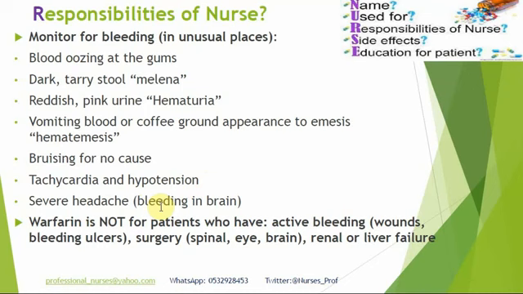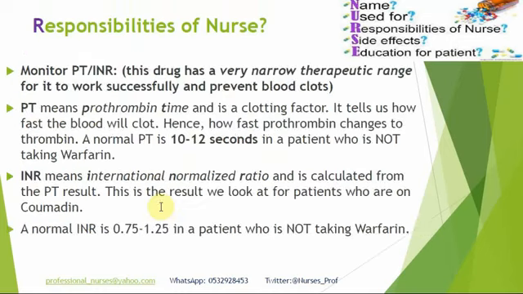Warfarin is not for patients who have active bleeding. Examples: GI bleeding or ulcer, patients who are going to surgery, or renal or liver failure. Because if we give Warfarin to those patients, we will increase the risk for bleeding. The patient will be at big harm.